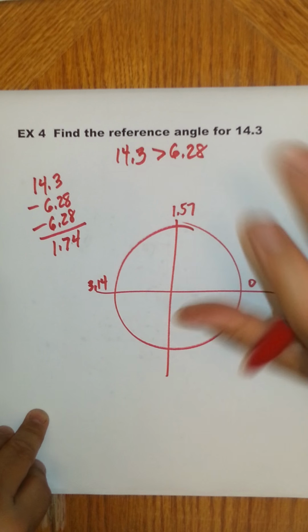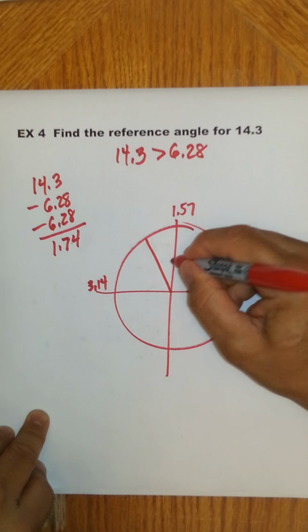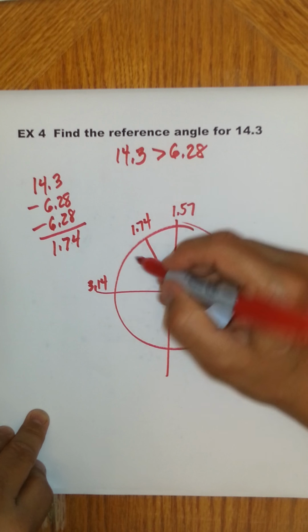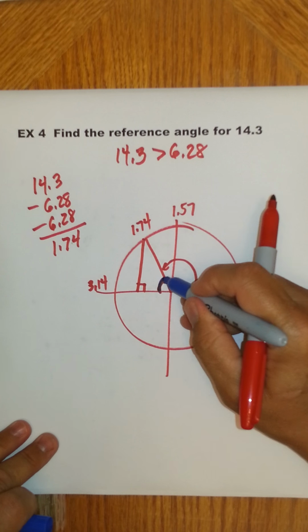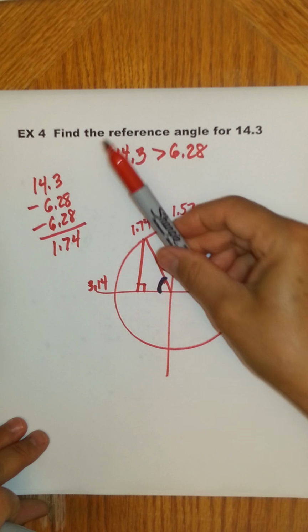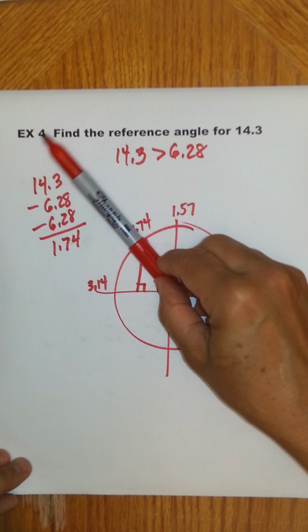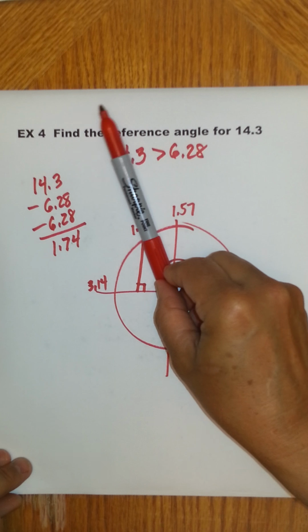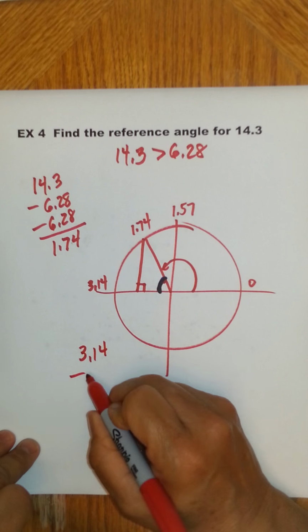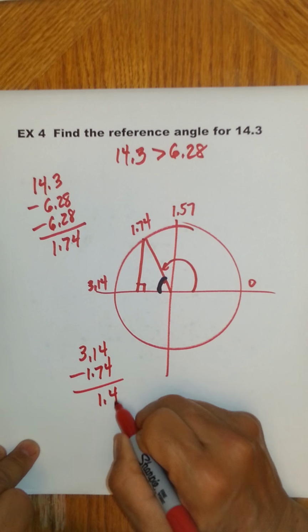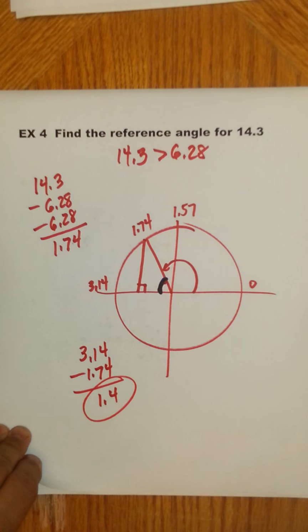Again, I'm not going to go through finding exactly where it is. Let's just say it's somewhere here, right? 1.74. I drop to the x-axis. This is the reference angle that I need to find right here, right? And so I'm looking for the motion from this given angle, now 1.74, to 3.14. That's what I'm looking for, right there. So all I have to do is subtract 3.14 minus 1.74, and 1.4 is my reference angle. Okay. Example 5.